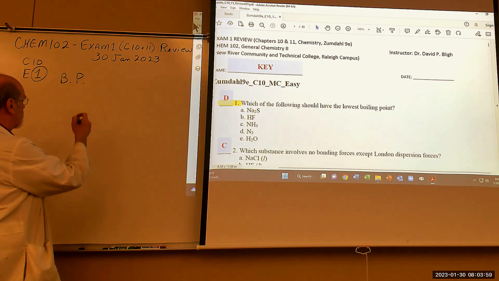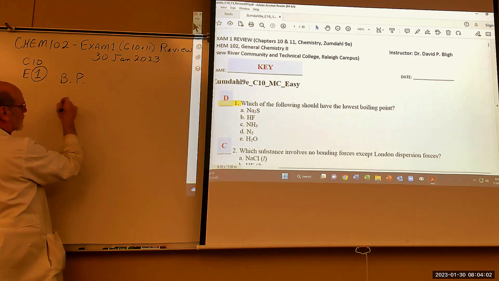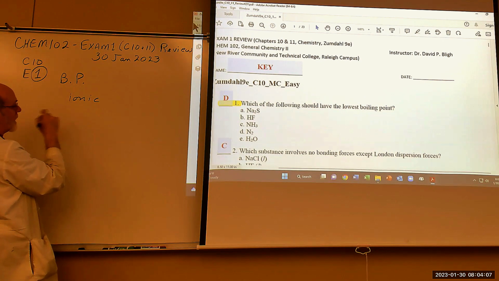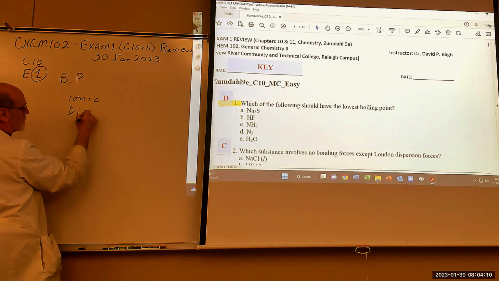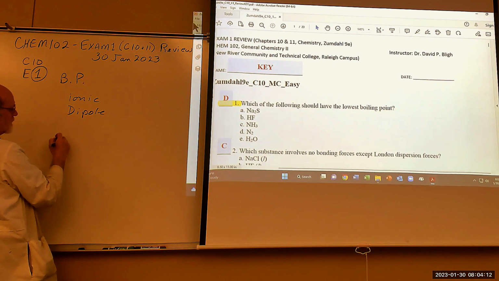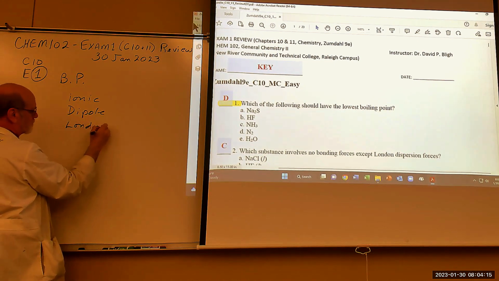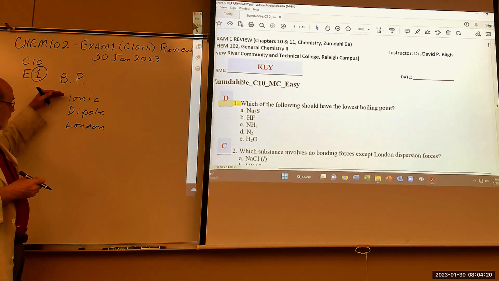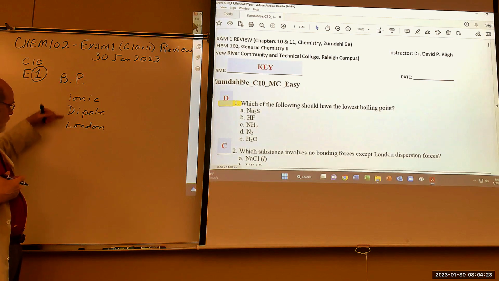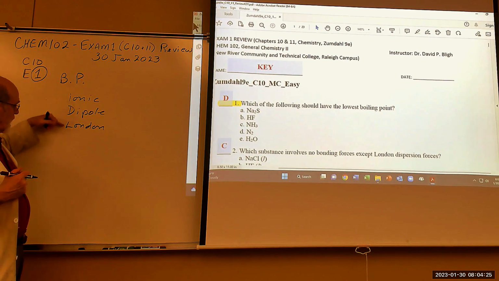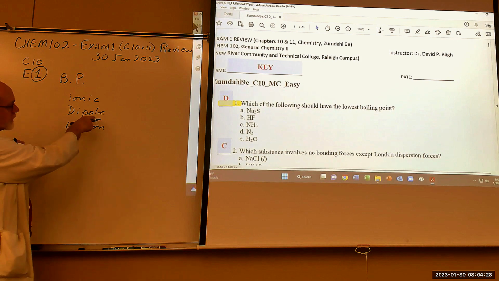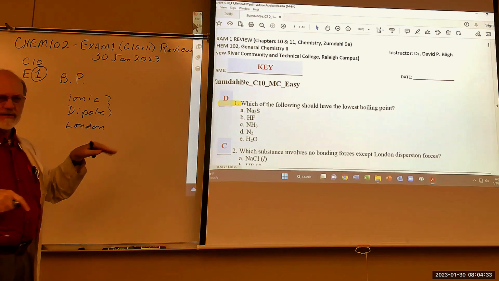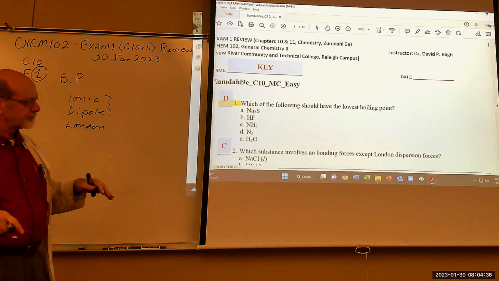So we're looking for what are the forces that are available? We have ionics, right? We have dipoles, and we have London dispersion to choose from. Very strong, intermediate, and very weak. And you can also have interactions here between ionic and dipole, but these are pure substances, so we don't have to deal with that.